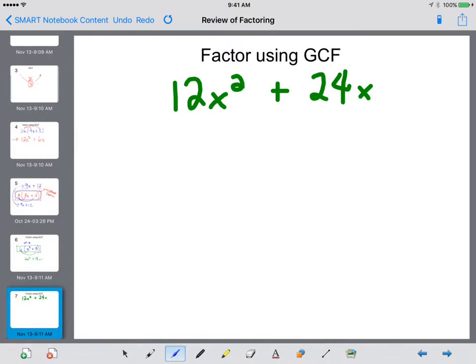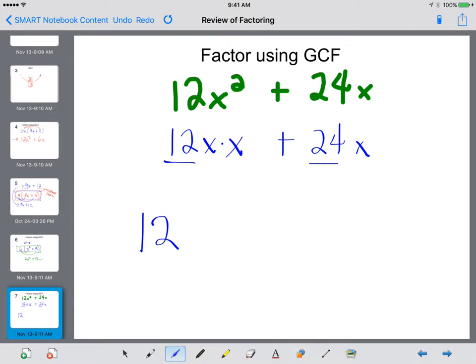All right, now we have both terms have x's involved. And when we're looking for the greatest common factor, we're looking for the lowest amount of variable terms, x terms, that they have in common. So this says 12x times x, that's what x to the second power is, plus 24x. If we start with 12 and 24, the greatest common factor between those two terms would be 12. And now if I look for the x's, how many x's do they have in common? Well, this one has 2 and this one has 1. So they have 1 in common.